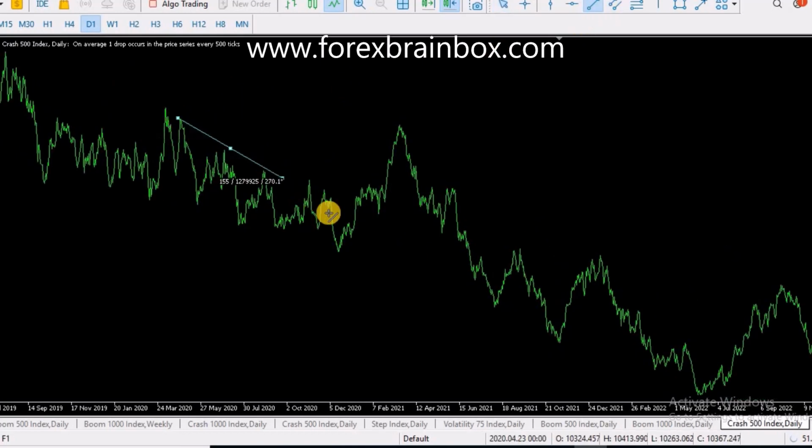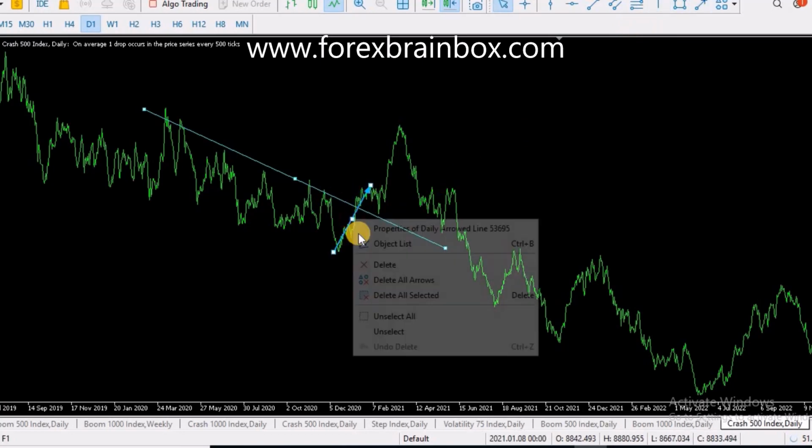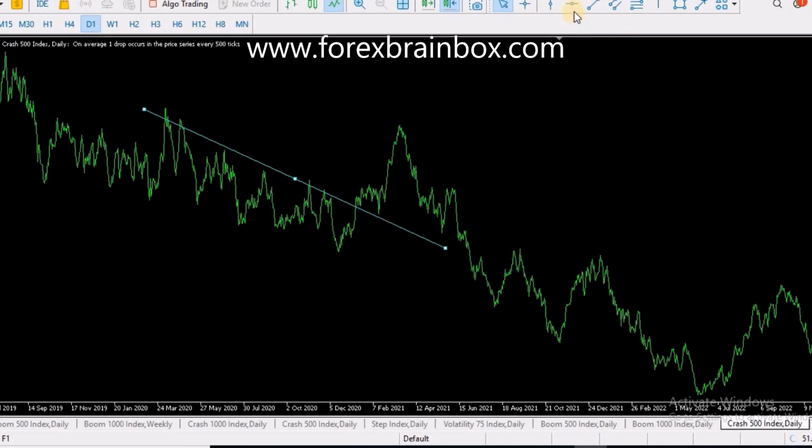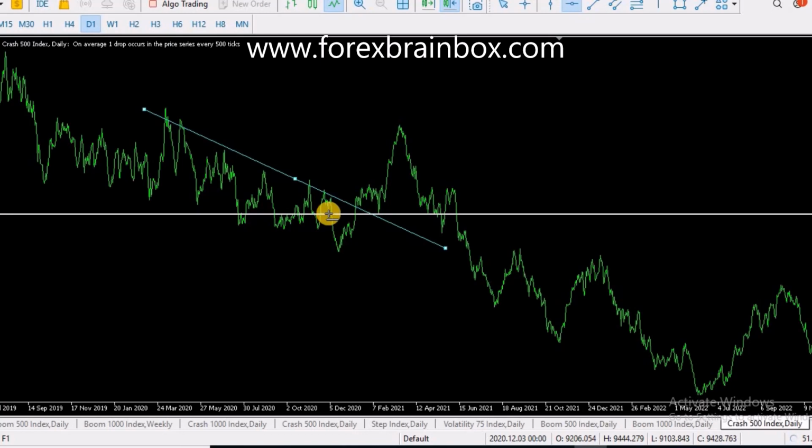Multiple touches, right? Multiple touches, and there you have it. There's a breakout there. You can see the breakout right here, and we're waiting for the retracement. This is where you pick out your horizontal line and look for your multiple touches again after it has broken out of the trend line. This is my multiple touch.